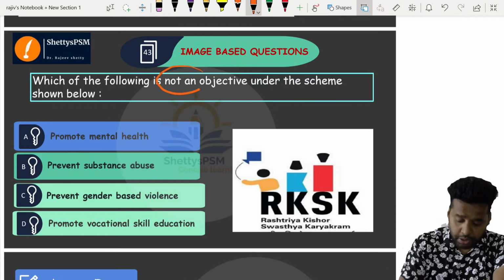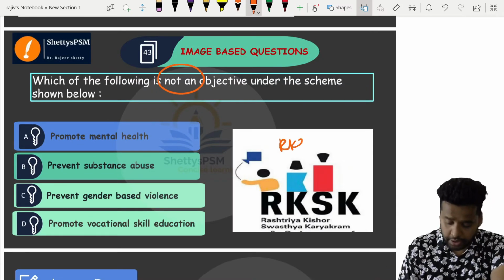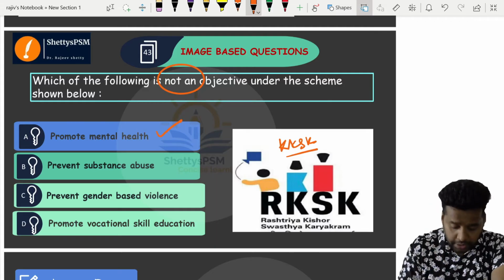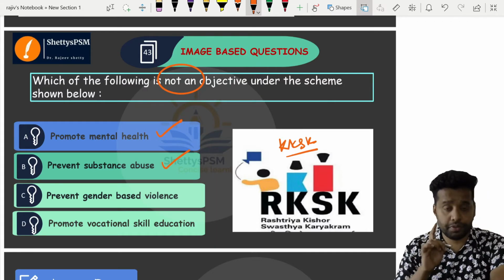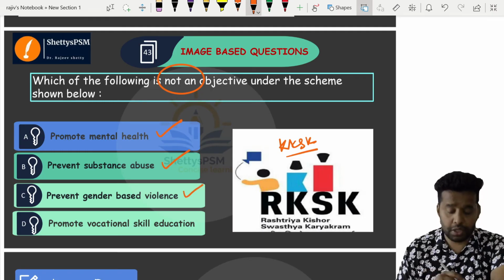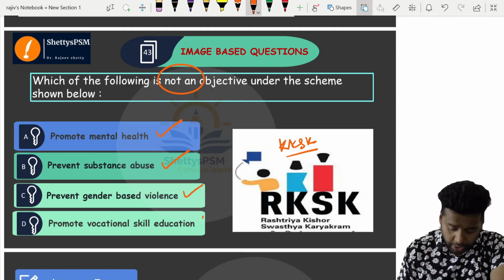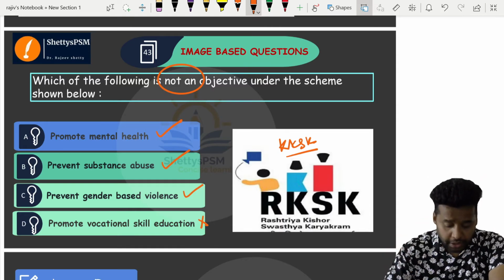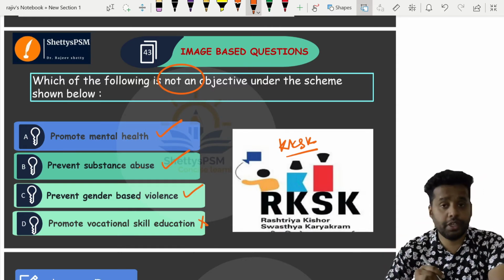Not an objective of RKSK. Remember, which is not an objective of RKSK. Mental health, yes. Substance abuse, yes, we have to prevent. Gender based violence, we have to avoid. Vocational skill education is not a component. Remember: mental health, substance abuse, gender based violence.